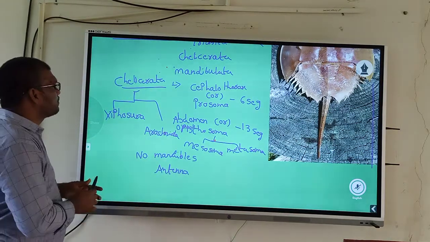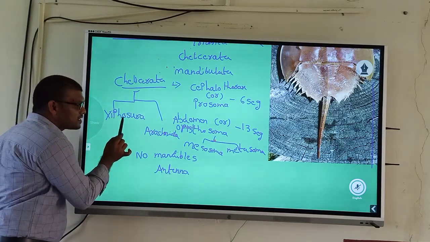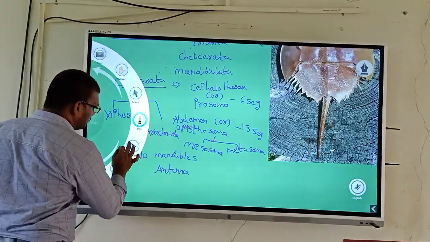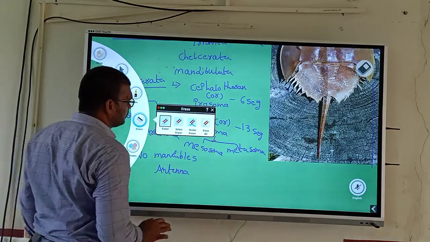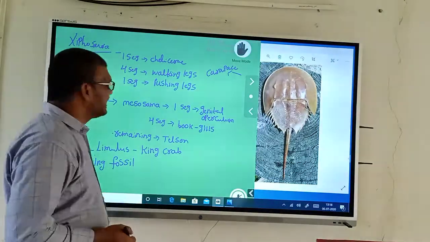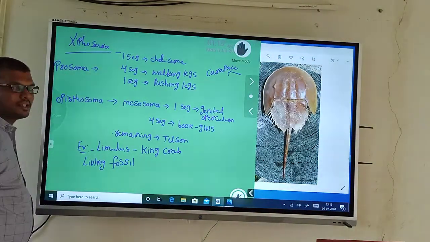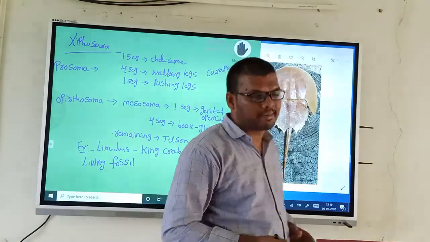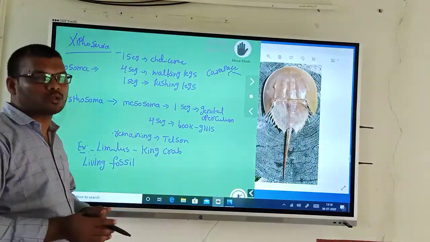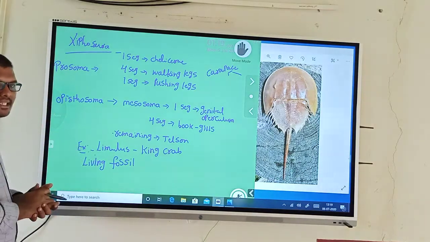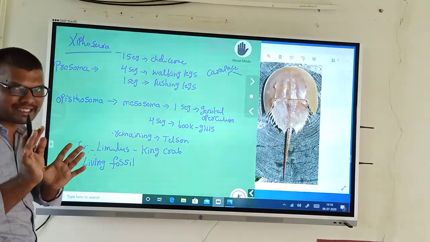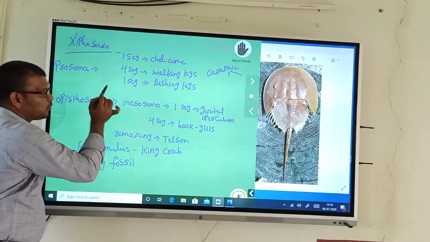Now we can discuss that in Helicerata the first class is the Xiphozoura. I already said, totally how many segments are there? 19 segments are present. In that, the prosoma has 6 segments and the opisthosoma has 13 segments. In the segments, what appendages are present? For Xiphozoura, the prosoma has 6 segments: 1, 4, 1.